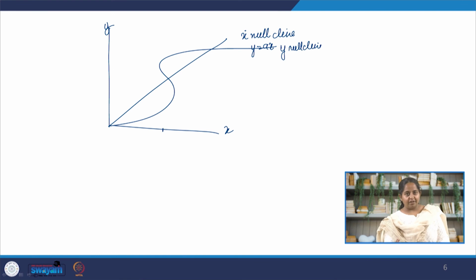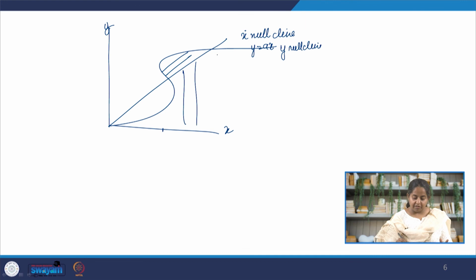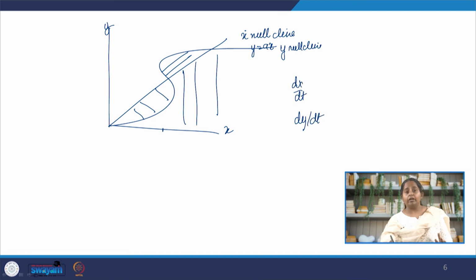Okay, so remember how to figure this out. We have to go through each segment and try to see the value of dx by dt and dy by dt. So what we are going to do in the next lecture is look at each of these segments that these two nullclines separate in this graph, and look at how the dx by dt and dy by dt values are changing and what information it gives us about the flow of trajectories and the stability of these two fixed points.